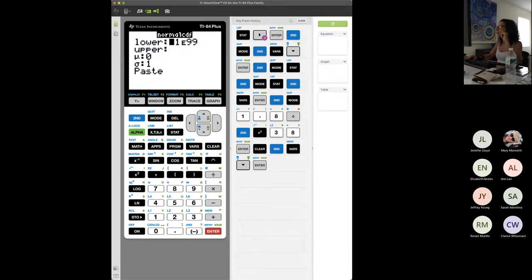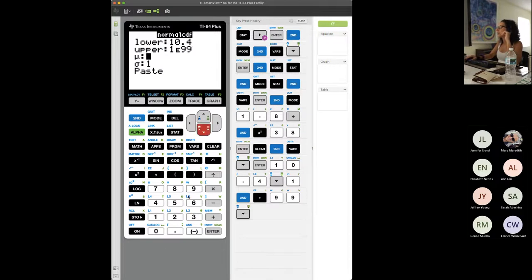My lower bound was 10.4. My upper bound was 1E99, like positive infinity, so we use the EE on top of the comma. And this is very much the same as the app, 99. My mean was 9.5. If I have to go back to the other screen, let me know. My standard deviation was 1.8.